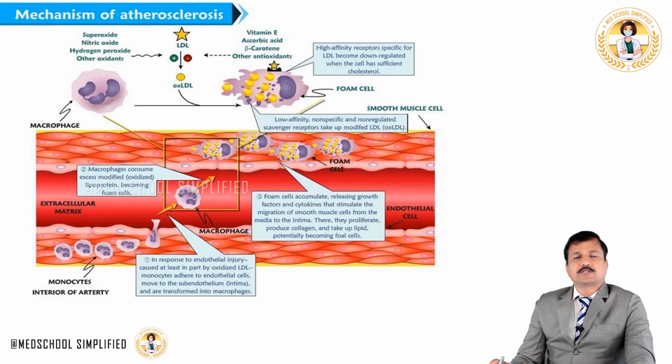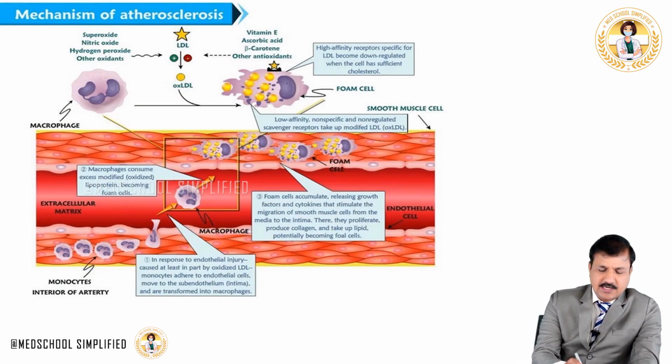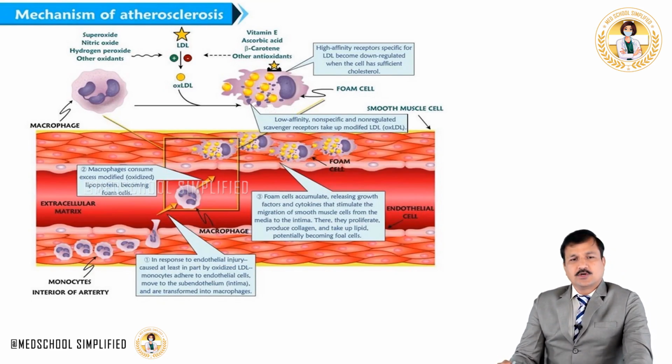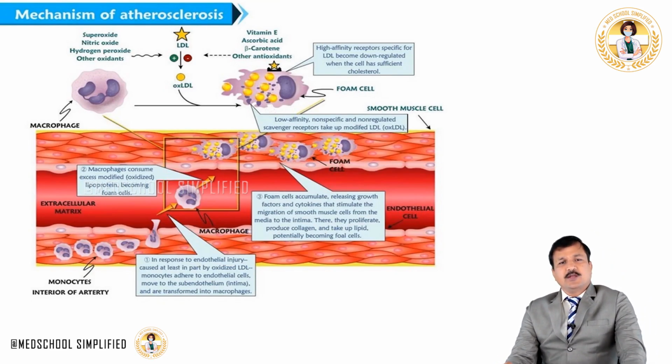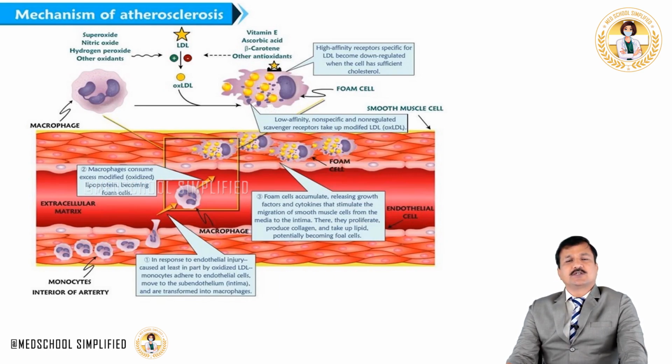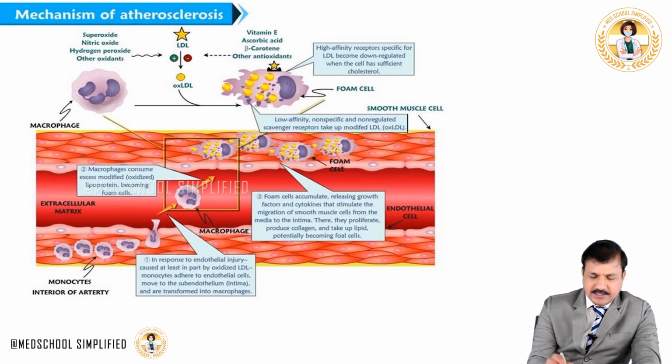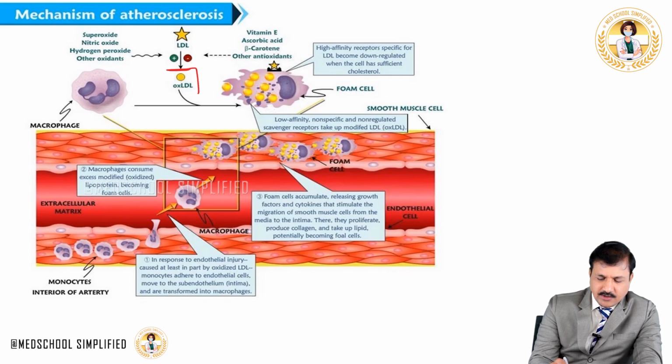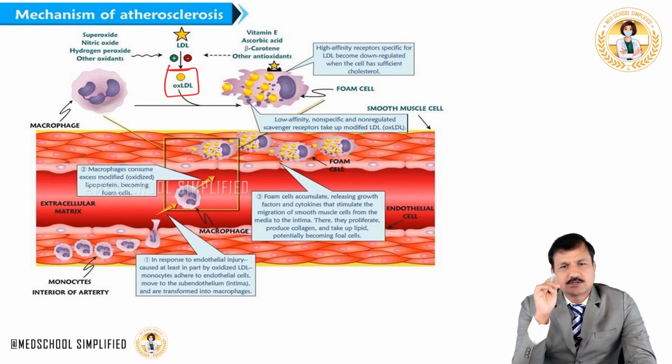Now let's move on to understand the mechanism of atherosclerosis. Note that atherosclerosis goes on in the blood vessel, and the process of atherosclerosis is induced by availability of excess levels of oxidized LDLs. You've got to understand, atherosclerosis is initiated by the presence of oxidized LDLs. Let's understand how that happens.